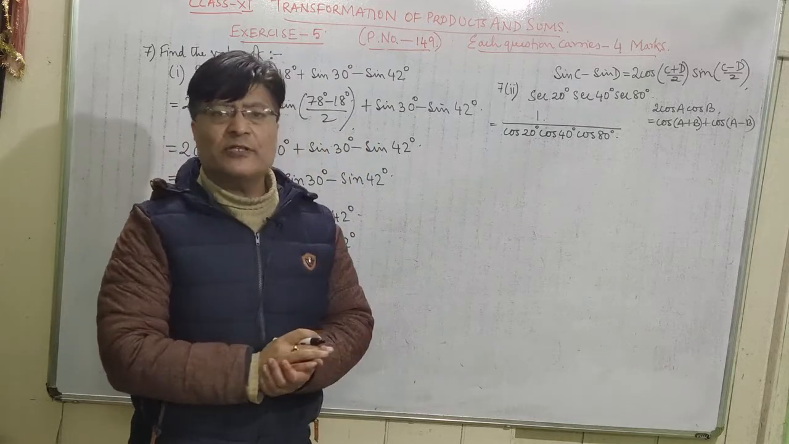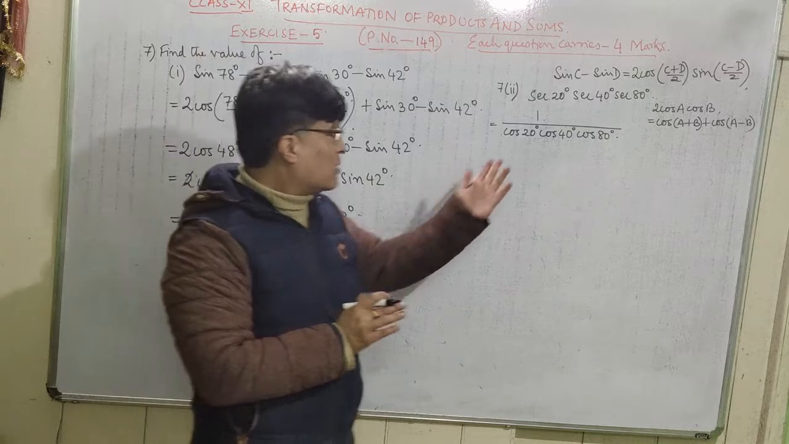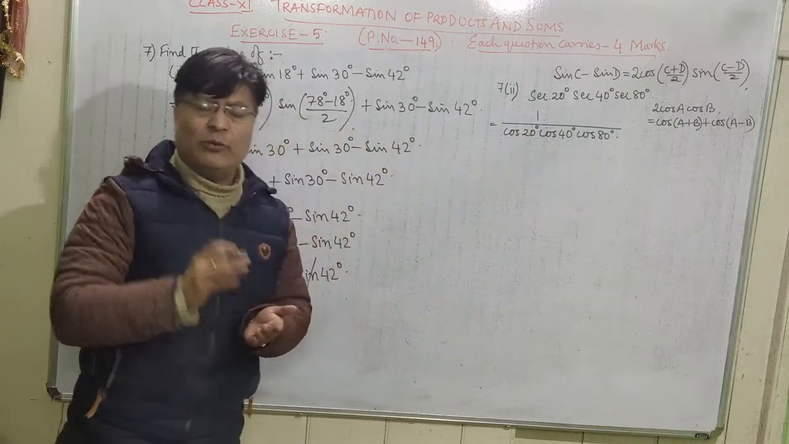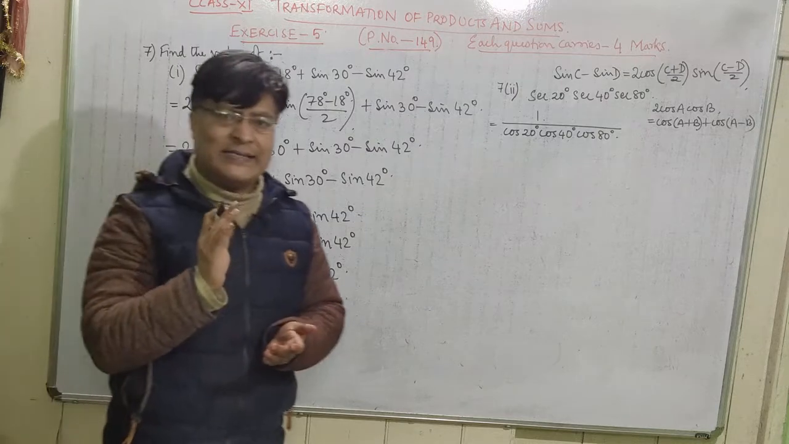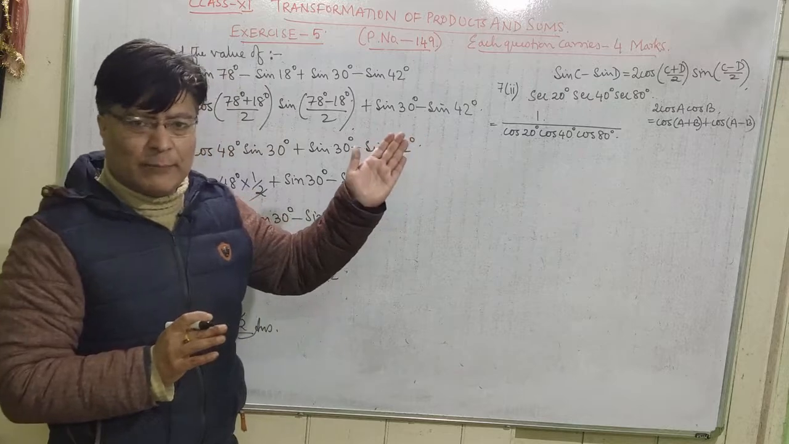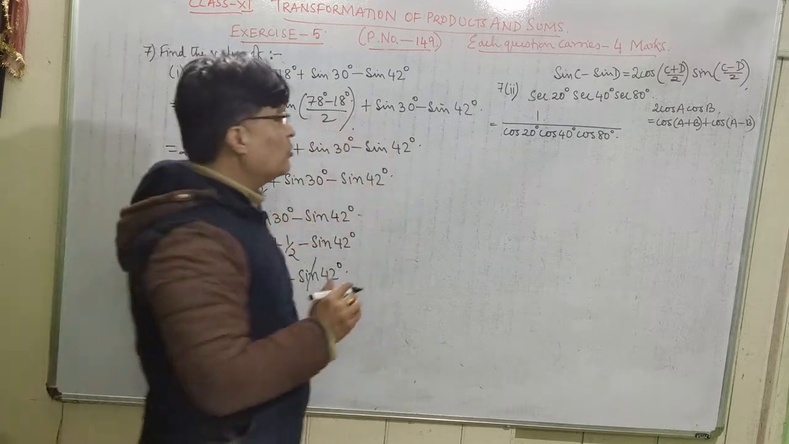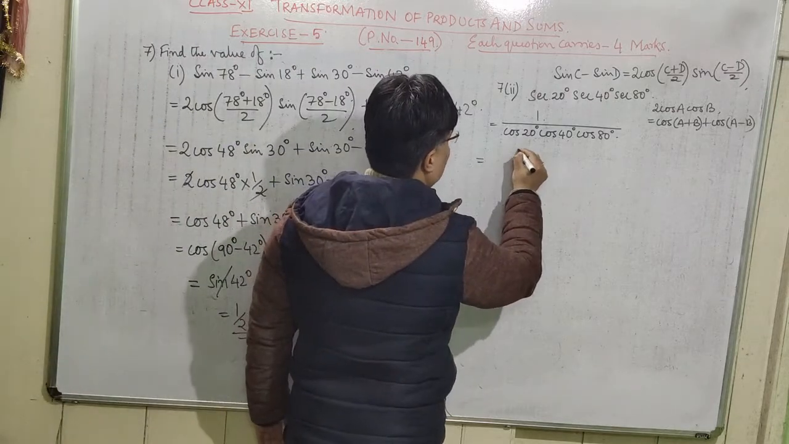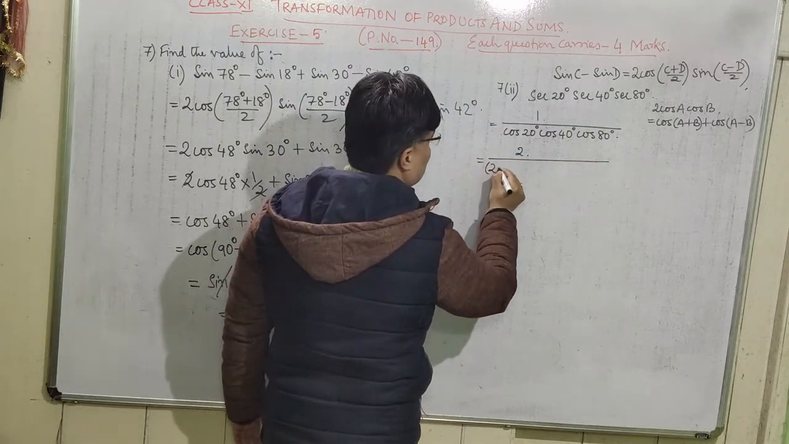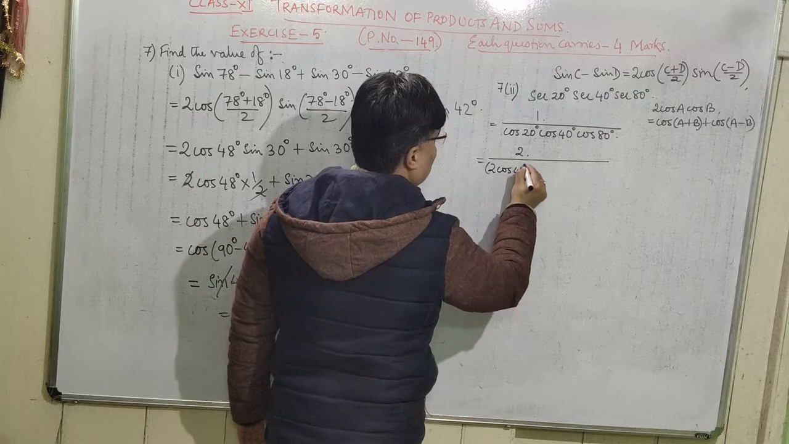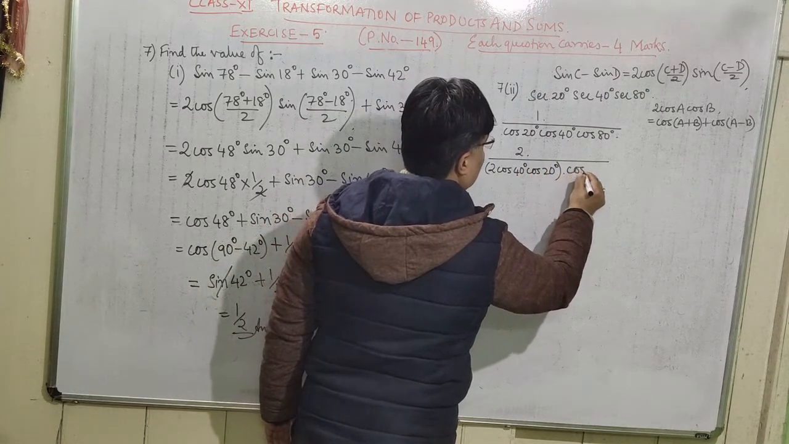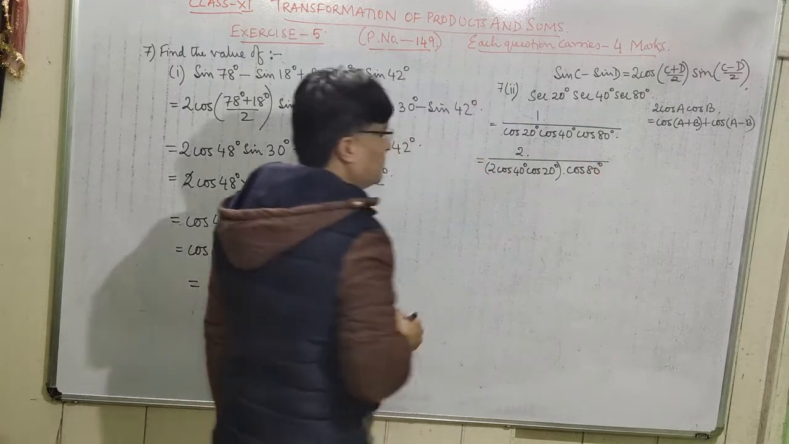So let us take the first two cos, cos 40 and cos 20. Since 40 is more than 20 degree, we can take 40 as A and 20 as B. And we need 2 here, so let us multiply both the numerator and the denominator by 2. So which is equal to 2 divided by 2 cos 40 degree cos 20 degree, then we can write cos 80 degree.